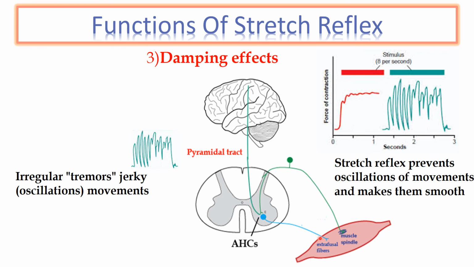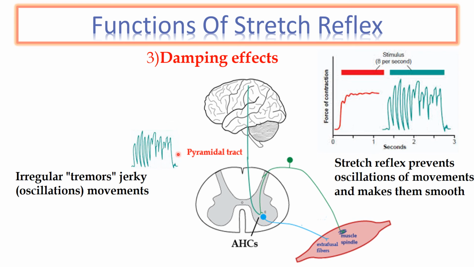And in between there are gaps. Who can prevent this, or fill these gaps? It is the stretch reflex, through the gamma efferent discharge stimulation of alpha motor neurons, so they can fill the gaps, or they can send impulses to stimulate the muscle contraction in between the impulses coming from the cortex. Otherwise, if the muscle were dependent only on the cortical impulses, there would be irregular tremors or jerky, oscillatory movement, as you see.